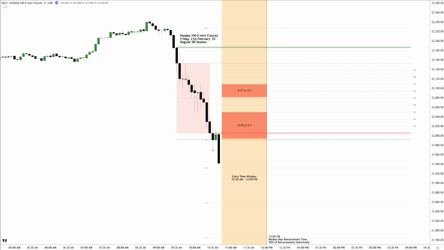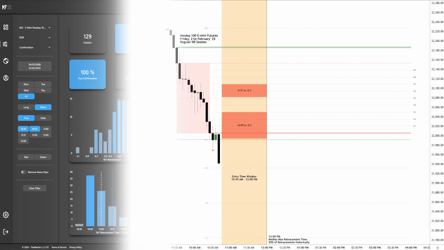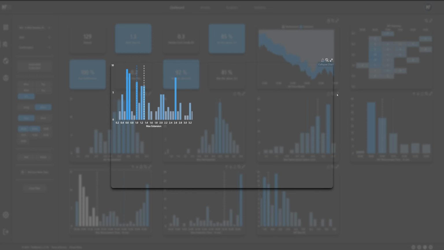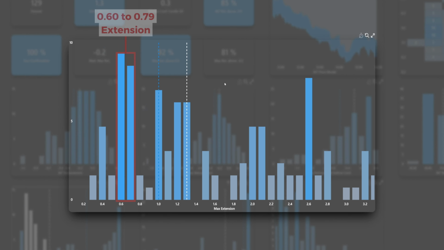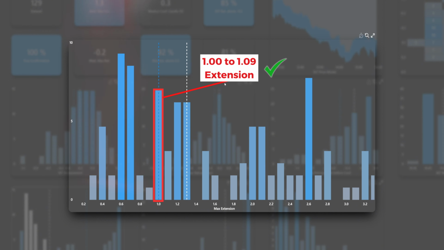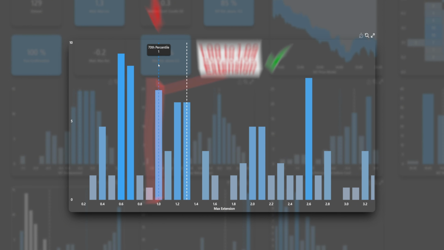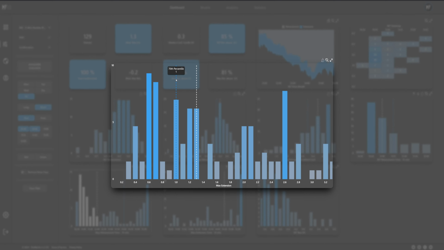Putting these two retracement areas on the chart already looks very promising, right? Let's see what we can expect with a high probability as a target for the session under these criteria. 0.6 to 0.79 is standing out by being the mode in this distribution. I would nonetheless prefer the 1 to 1.09 standard deviation level as a target, as it lines up with the 70 percentile. Here's another reason why.